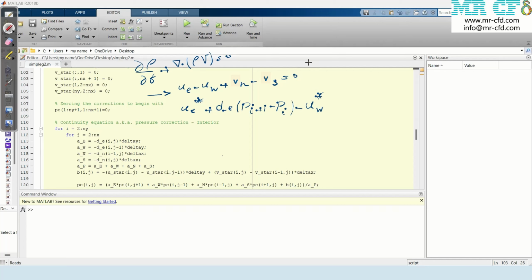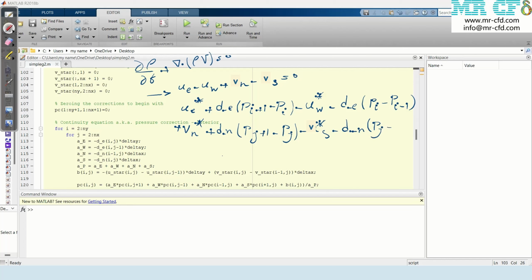Similarly, for the west face, u can be replaced with u star at the west face plus dE times the pressure difference between cells i and i minus 1. For v at the north face, it can be replaced with v star at the north face plus dn times the pressure difference between j plus 1 and j, minus v star at the south face, and dn times the pressure difference between j and j minus 1. This results in an equation equals 0.